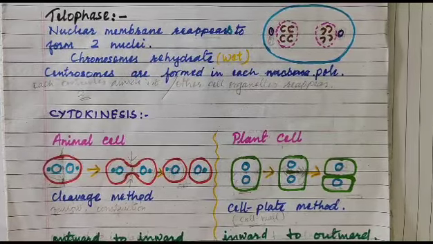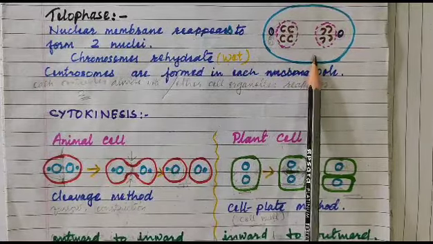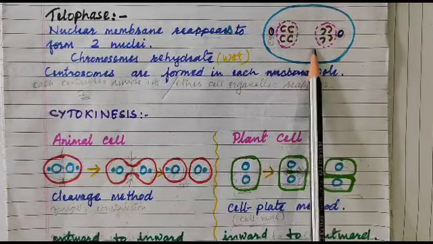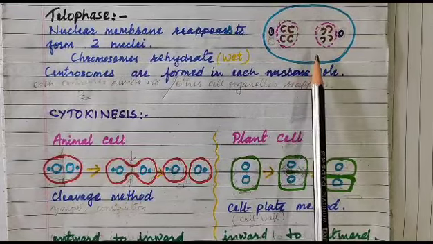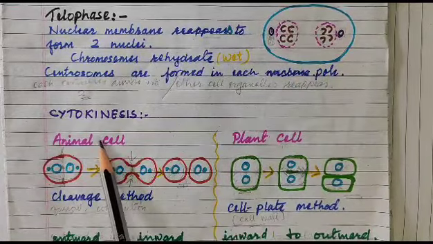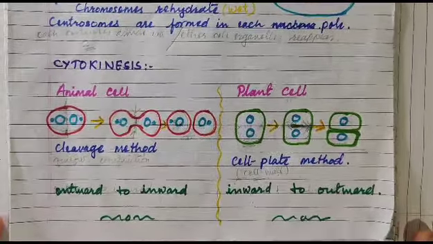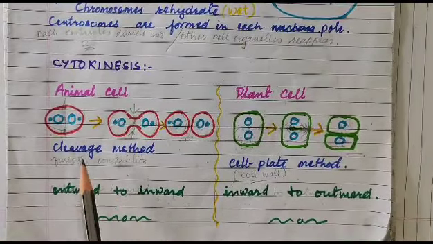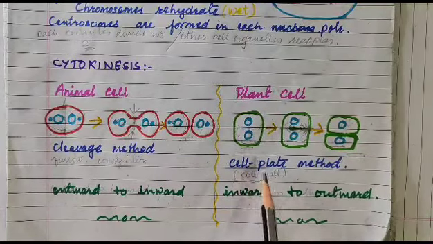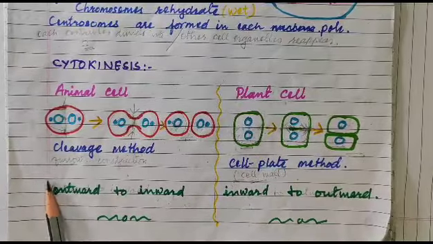In telophase stage, 2 nuclei are formed at 2 poles. After the formation of 2 nuclei, there should be division of cytoplasm in order to form 2 daughter cells. Okay, so cytoplasm division occurs in cytokinesis, right? So in animal cells, cytokinesis takes place by cleavage method, whereas in plant cells, cytokinesis takes place by cell plate method. Okay, so we'll see how it happens in animal cell.